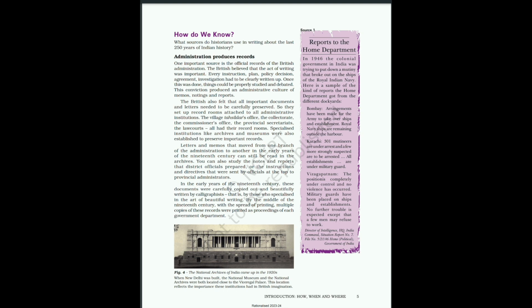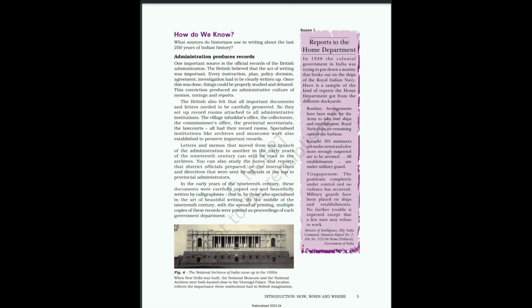The British also felt that all important documents and letters needed to be carefully preserved. So they set up record rooms attached to all administrative institutions. The village tehsildar's office, the collectorate, the commissioner's office, the provincial secretariats, the law courts all had their record rooms. Specialized institutions like archives and museums were also established to preserve important records.